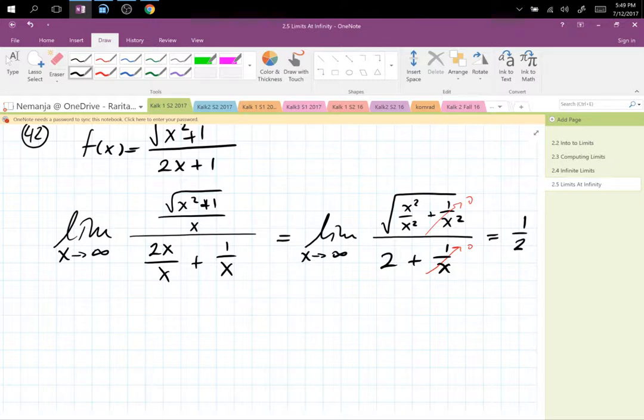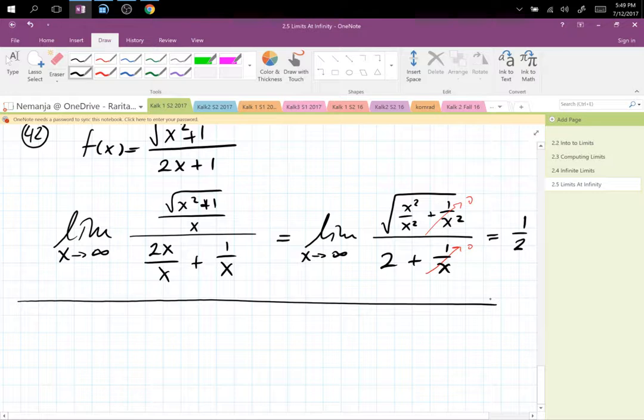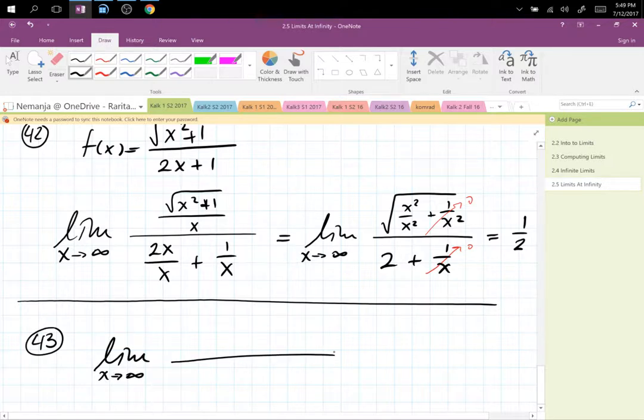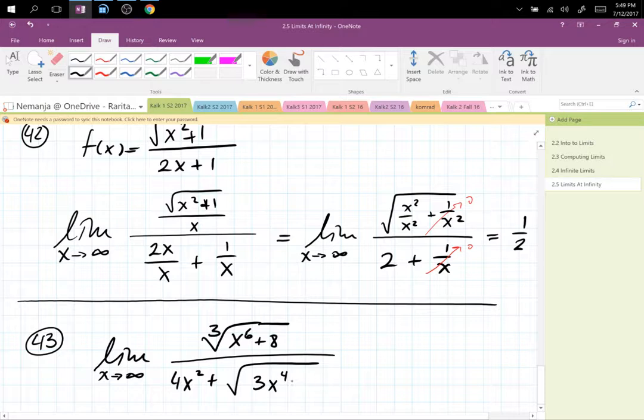All right, let's do one more of these because you love it so much. Next one, 43, good enough. So figure out the limit as x goes to infinity of the cube root of x to the 6 plus 8, divided by 4x squared plus the square root of 3x to the 4th plus 1.